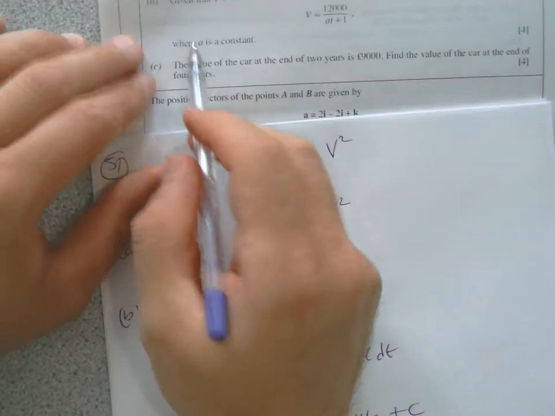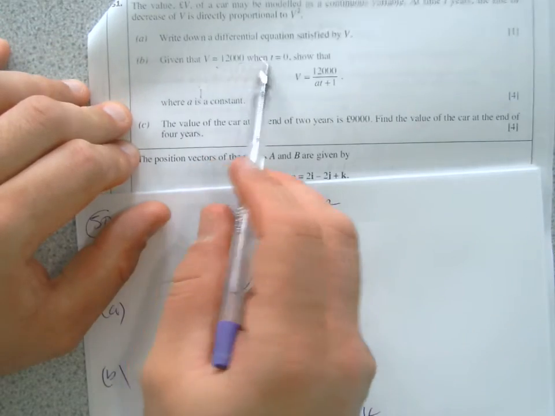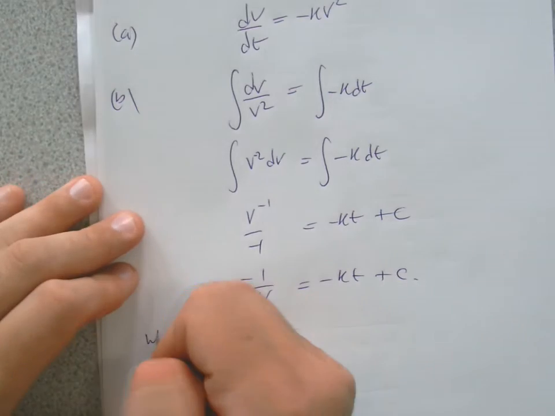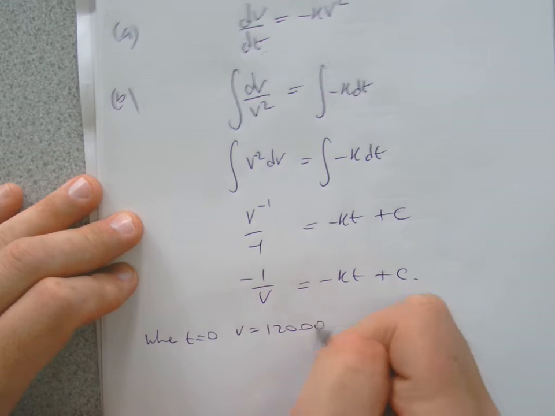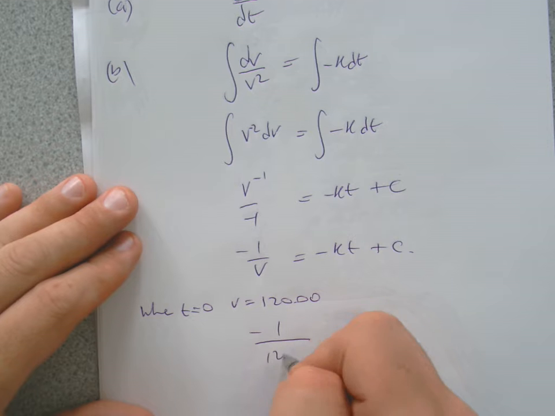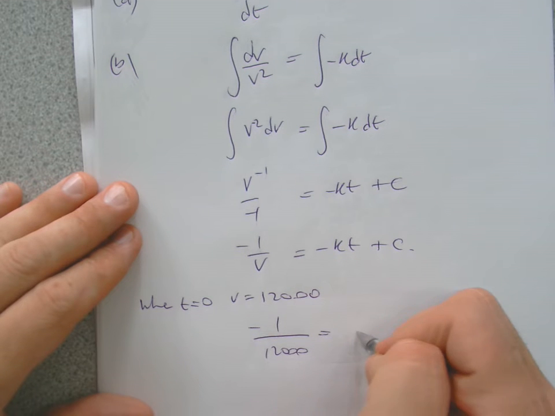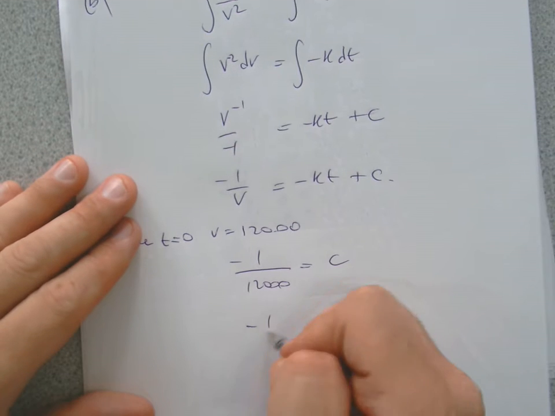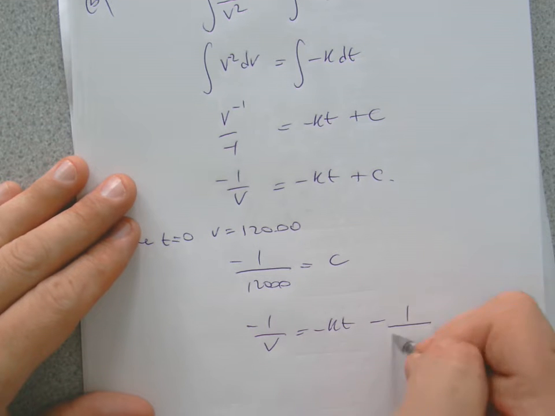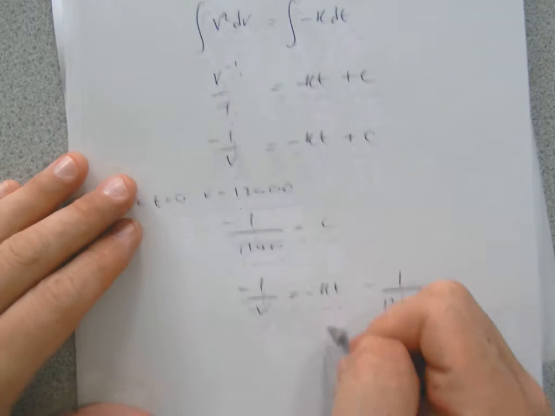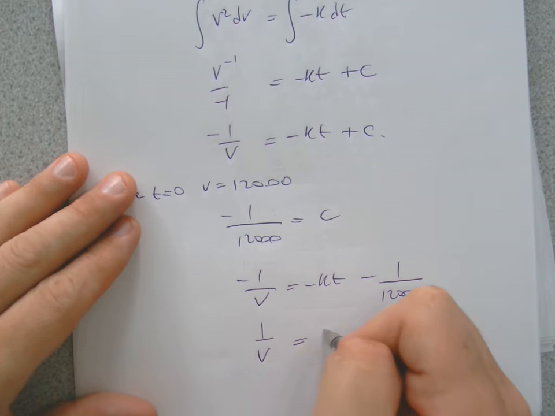The question says V is 12,000 when t is 0. So when t equals 0, V is 12,000: minus 1 over 12,000 equals C. So you've got minus 1 over V equals minus kt minus 1 over 12,000. Then change the signs, all positive.